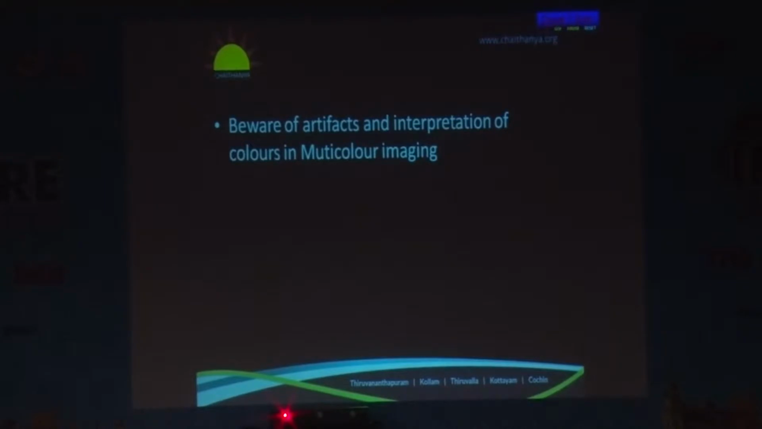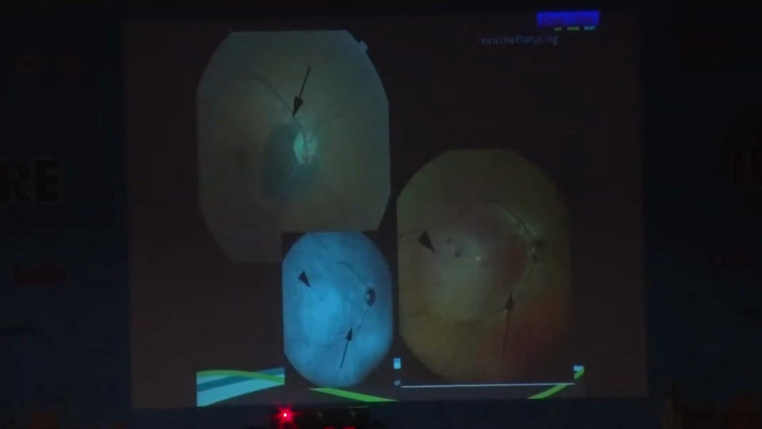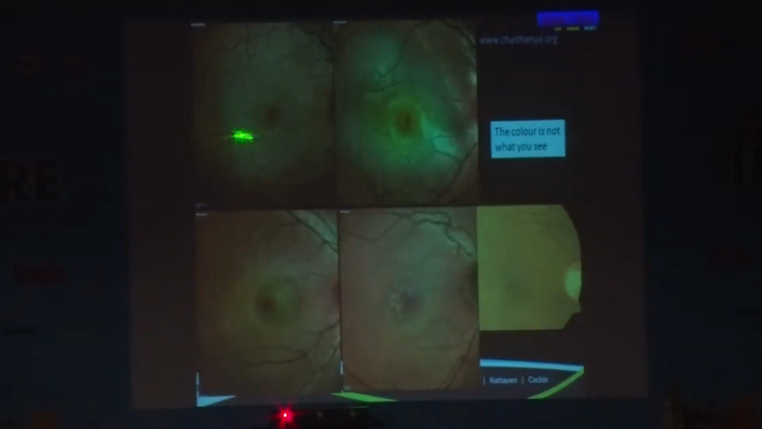We should also be aware of certain artifacts, and of the fact that the color you see in multicolor may not be exactly the color that we clinically see in the patient. So these are artifacts, the ghost artifacts, bevel artifacts. You see this is a pigmented lesion which may appear red on multicolor. So you should keep that in mind. This is a drusen which is appearing red. This is important. This is a MacTel where you see pigmentation which may appear red. You should not think it's a hemorrhage and think of a neovascular process.